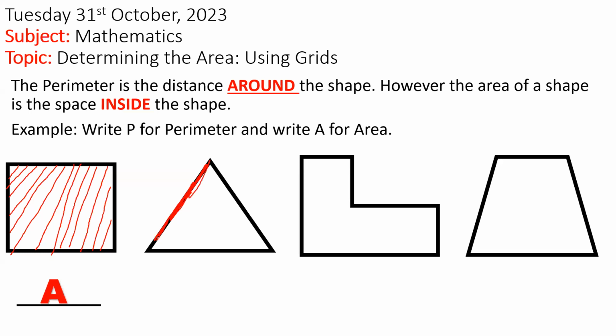Write inside the chat, either A or P. Is the red portion referring to the area or the perimeter of the shape? Again, put your answer inside the chat for me, please.